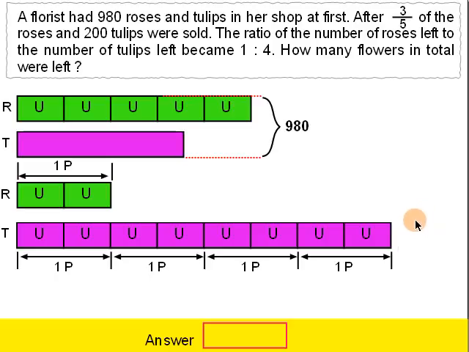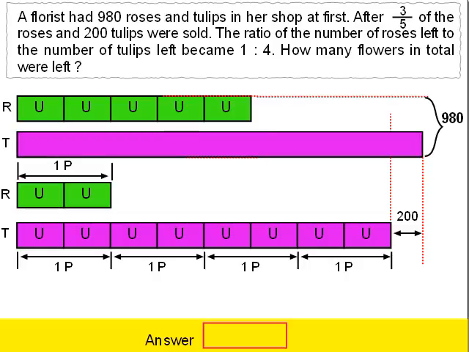From here we know that the initial model for tulip is wrong. It should be much longer. By how much? By here, this much. So we extend it. This is how we draw models. So this is the actual model.